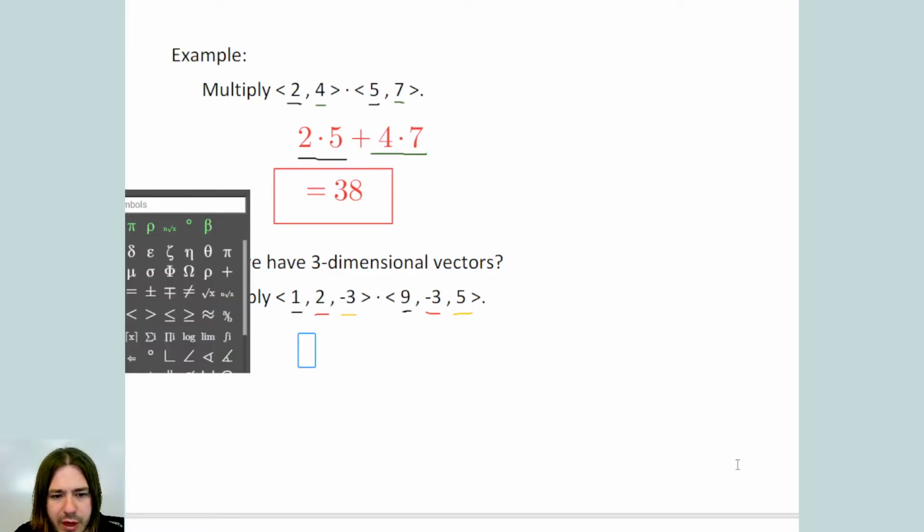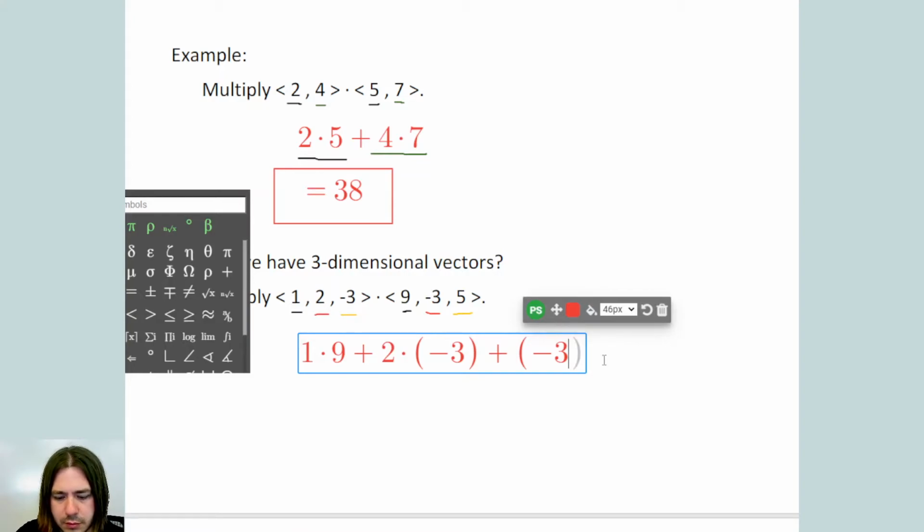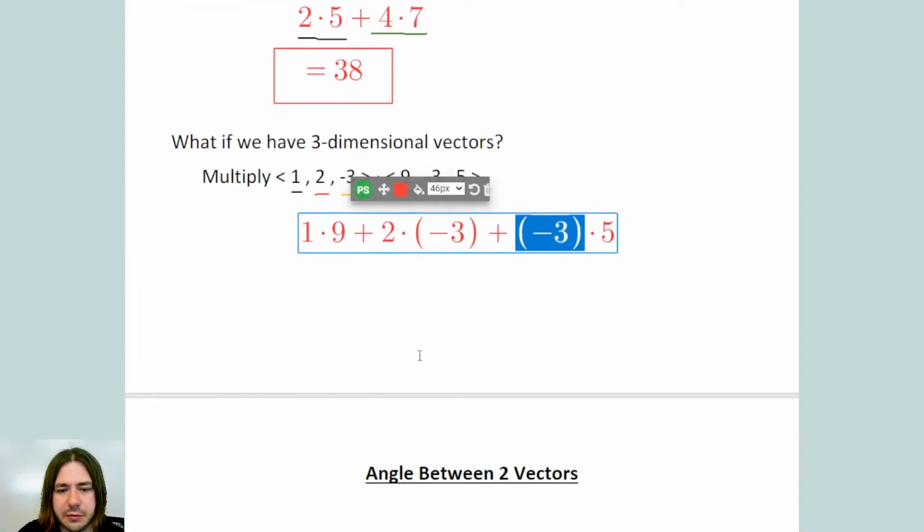So we've got 1 times 9 plus 2 times -3 plus -3 times 5. And I'm just putting these negative numbers in parentheses just to clean it up a little bit. So just make it a little easier to read, hopefully.